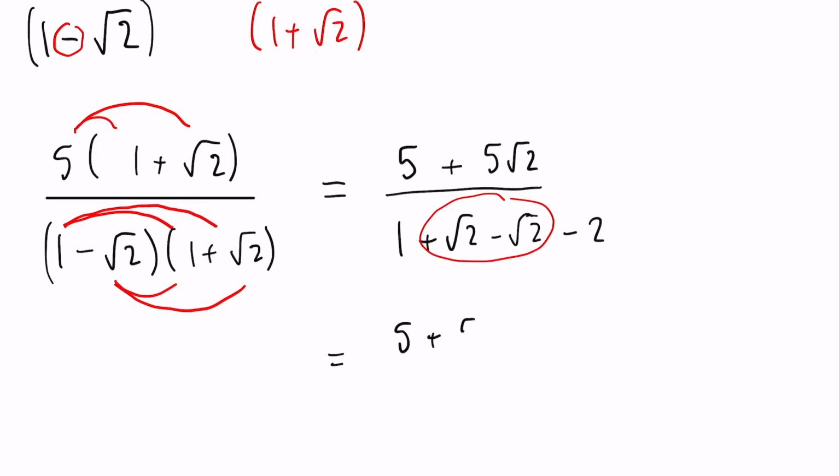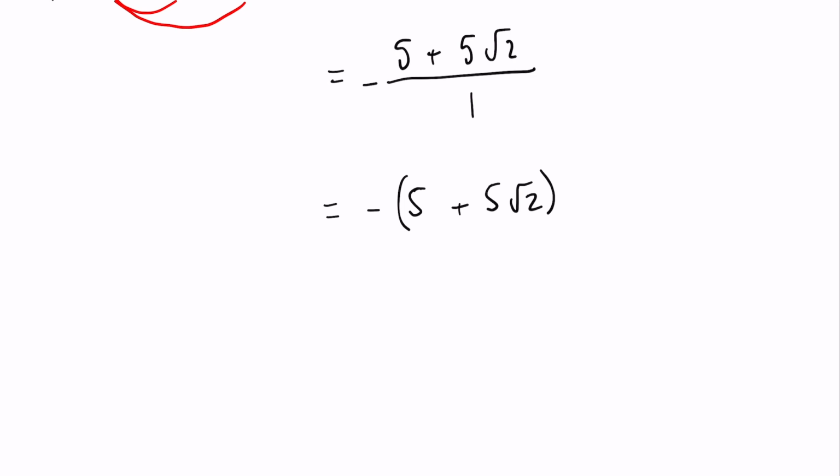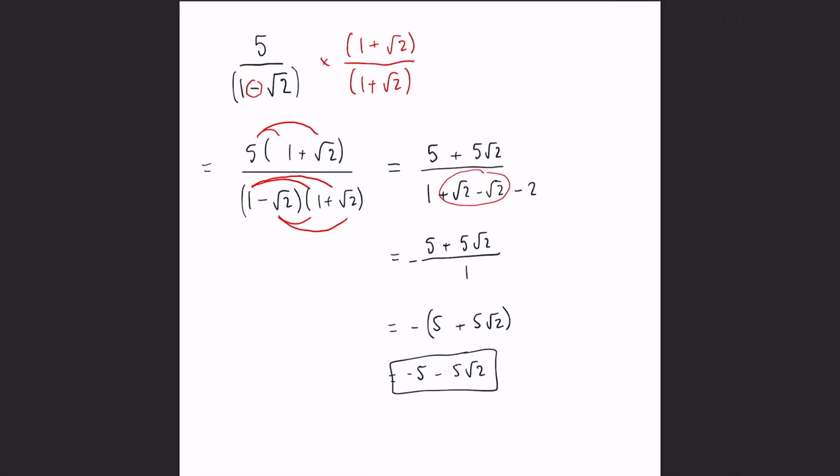So 5 plus 5 root 2 over, and all we have is 1 minus 2, which is minus 1. To clean this up a bit, the 1 on the bottom doesn't mean anything, so we can write it like this. And that negative can be factored in, leaving us with minus 5 minus 5 root 2. And that is our final answer.